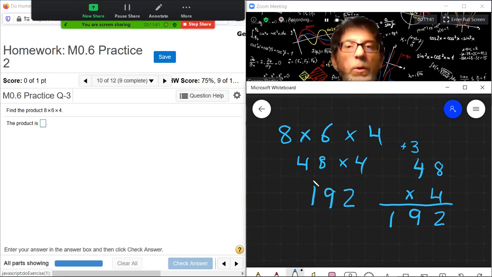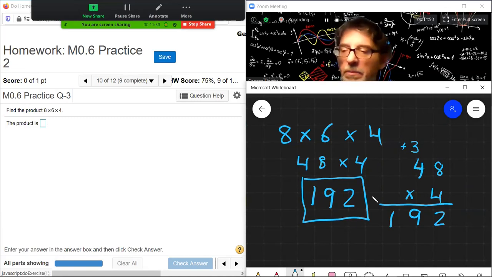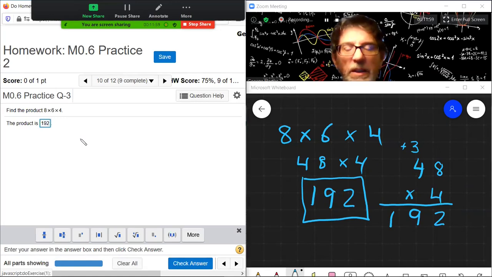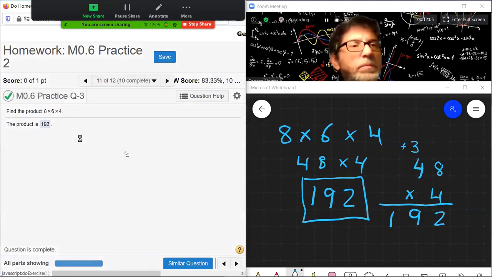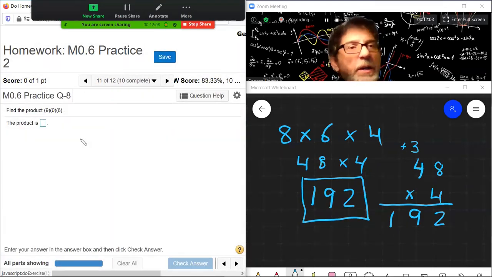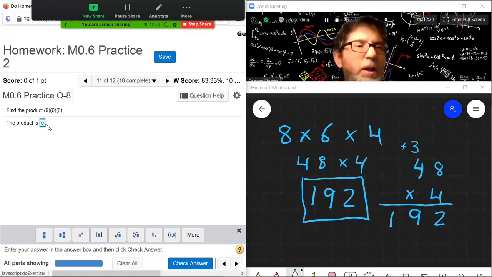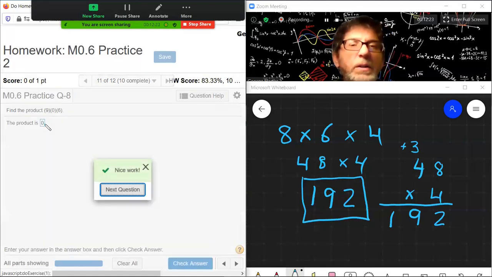So this one had no easy way to regroup or move the numbers around to get an easier outcome. So here, it looks like 192 is our answer. Let's try it. Okay. 9 times 0 times 6. What do you think the answer is? 0, you said, correct. Because 0 times anything is 0.